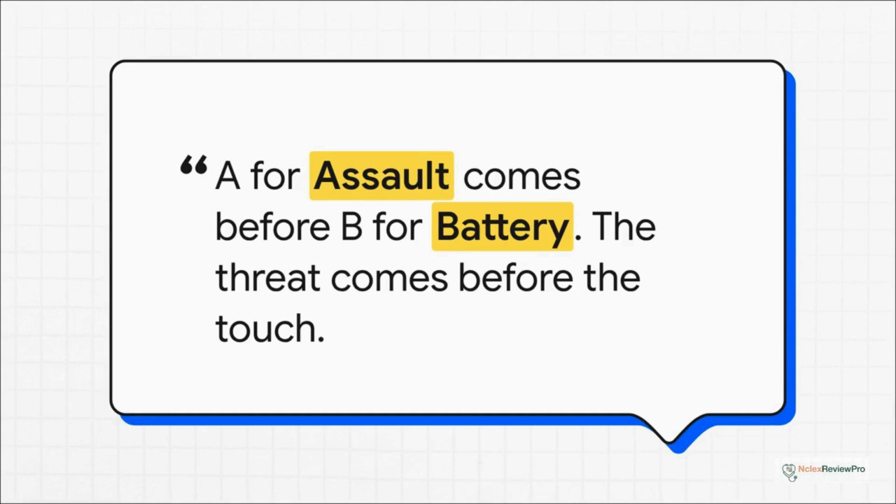Here is a super simple trick to keep assault and battery straight in your head for the exam. Just think of the alphabet. A for assault comes before B for battery. The threat comes before the touch. Easy, right? That little mnemonic can definitely save you on a tough question.